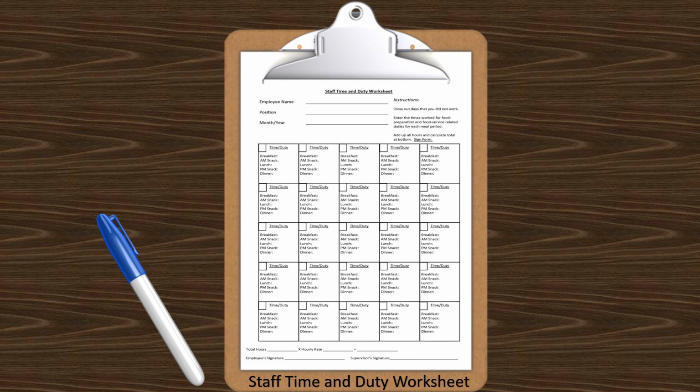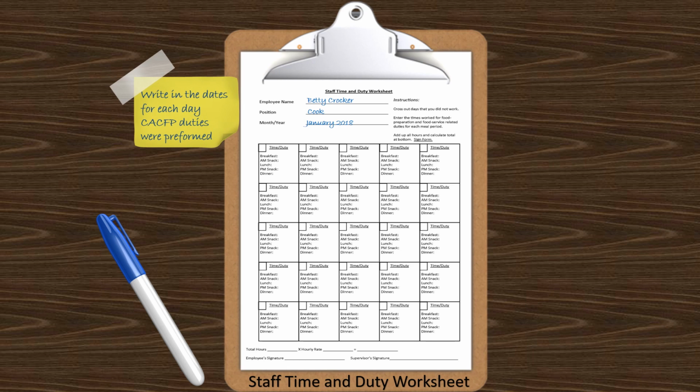Each staff member that performs Child and Adult Care Food Program duties should complete a staff time and duty worksheet. Let's complete one together. At the top, you would need to provide your employee name, position, month, and year. Write in the dates for each day Child and Adult Care Food Program duties were performed.